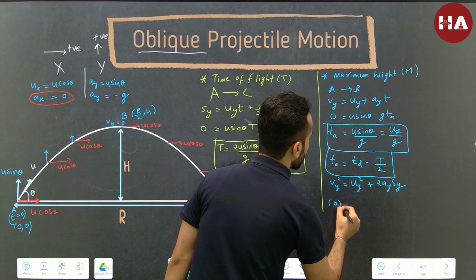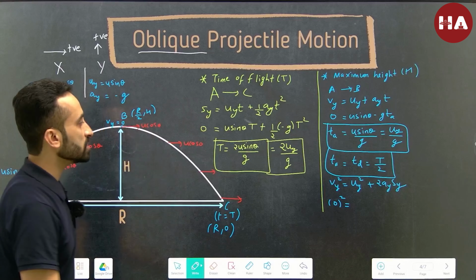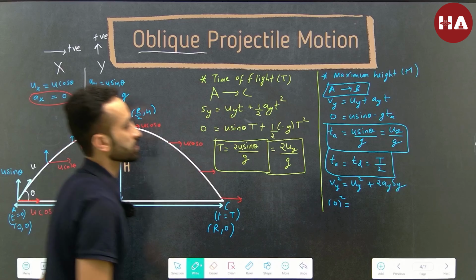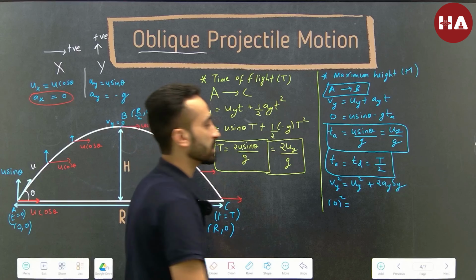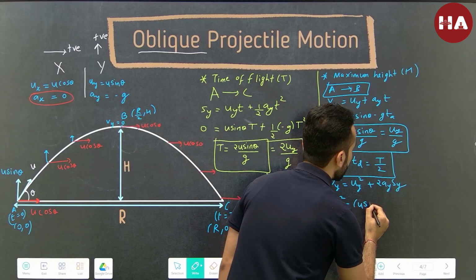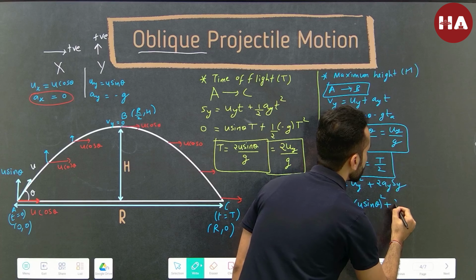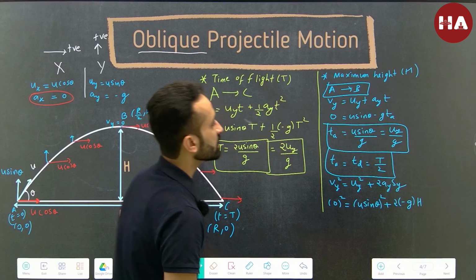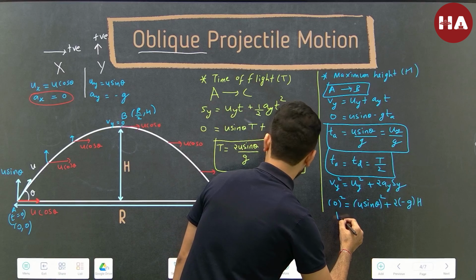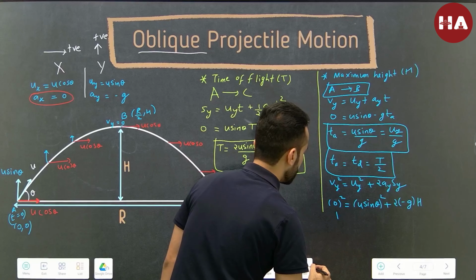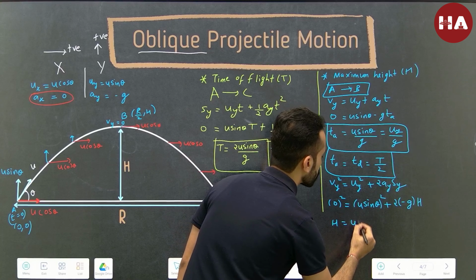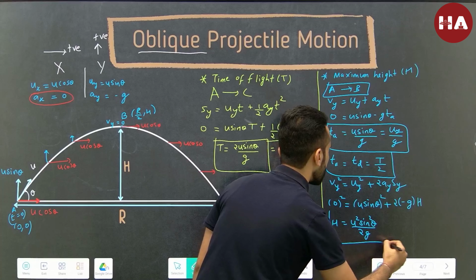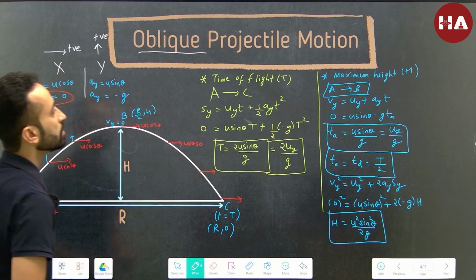So what is Vy? It is going to be 0, because we are writing the equation from A to B. Keep in mind what points we are taking as reference. Now what is Uy? It is u sine theta. What is Ay? It is minus g. What is Sy? Let's say that is h. So h turns out to be u square sine square theta over 2g. That is the maximum height.